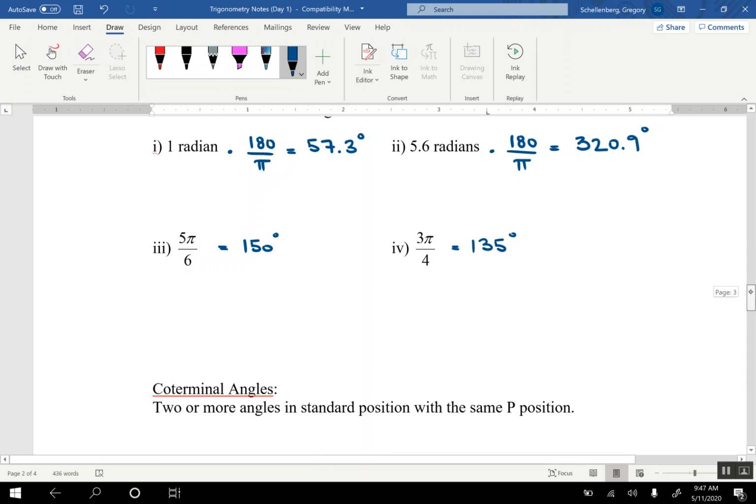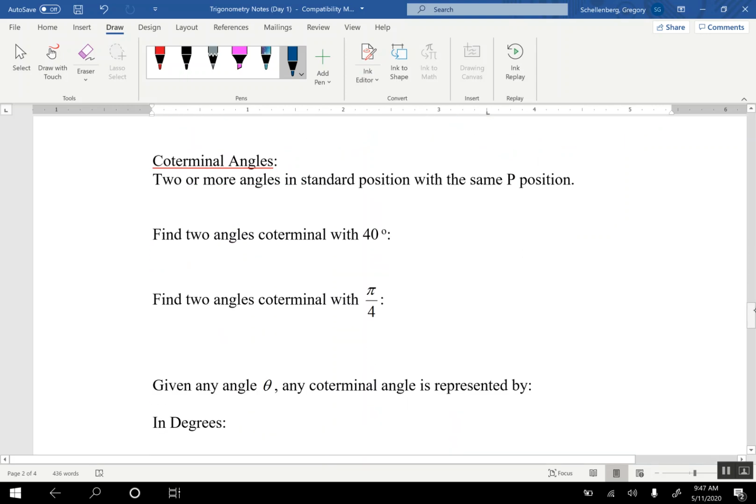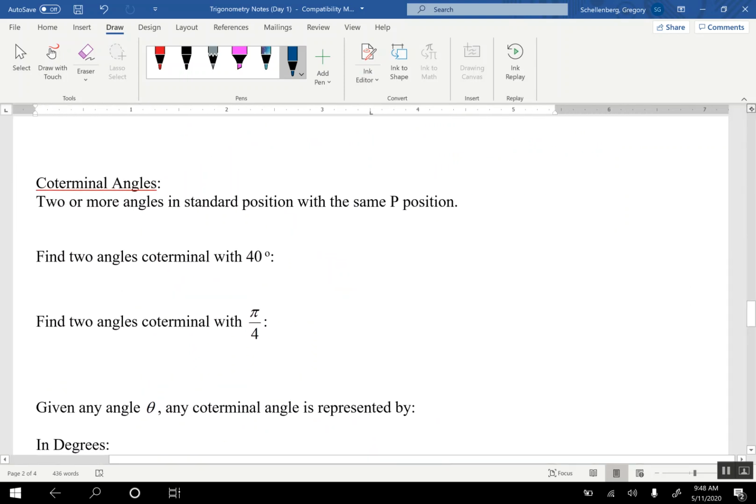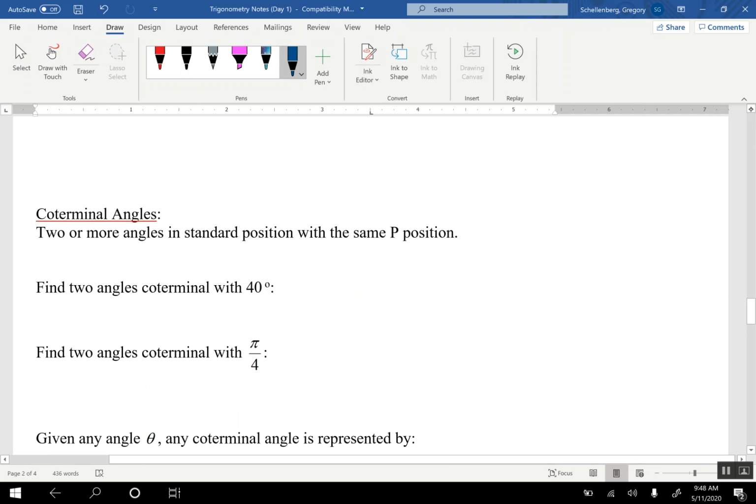Okay, coterminal angles. So coterminal angles are two or more angles in standard position with the same terminal position. Okay, so I'm just going to give you a quick diagram. There's the definition. I'll give you a visual of that definition. So let's take this angle right here, measured in standard position. So measured from the initial arm to the terminal arm, we're rotating counterclockwise. Let's call this a 60-degree angle.